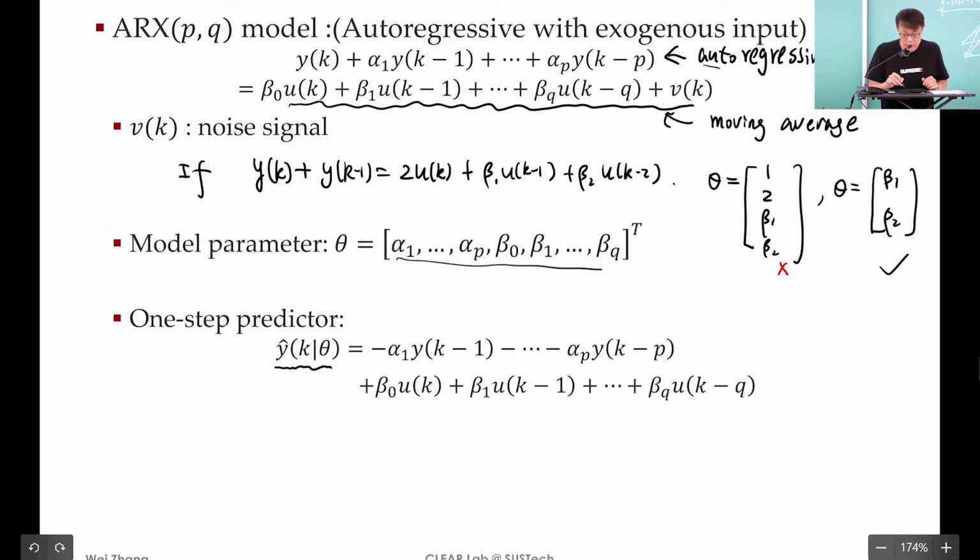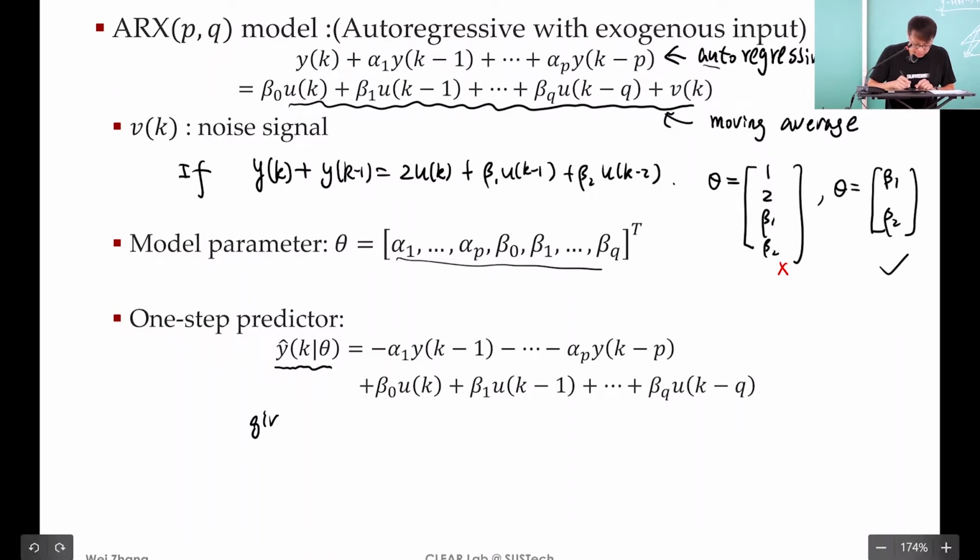So this is basically a prediction model. You use your current input and the past input and output data to predict your next yk. Suppose you're at k minus 1, you use all the information you obtained up to k minus 1 to say, I think yk should satisfy this. Then you take a measurement, you see yk is something else, and you want to minimize the error. So this is one-step prediction.